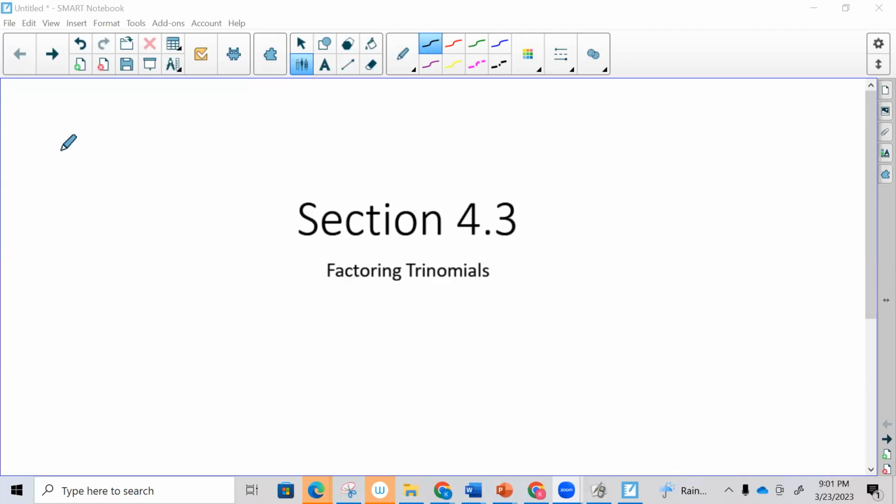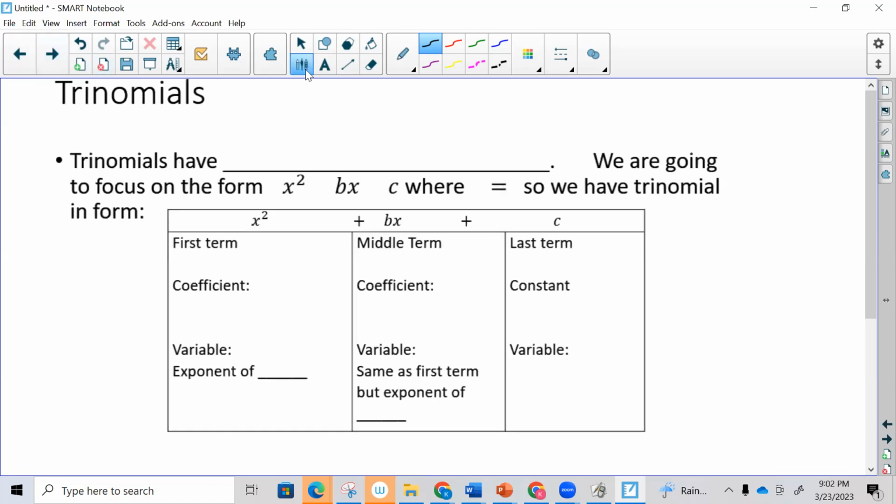So in this video, we're going to look at section 4.3, factoring trinomials. So remember, trinomials have the form where it's three terms. And so we're going to focus on the form ax squared plus bx plus c, where a is going to equal 1. So we have trinomials in the form like x squared plus bx plus c. Now b may be negative, so it could be minus a number, and c can be negative, so it can be minus a number as well.